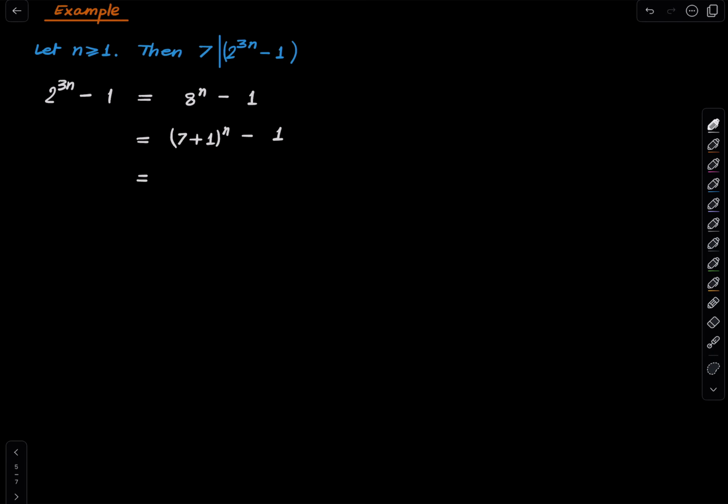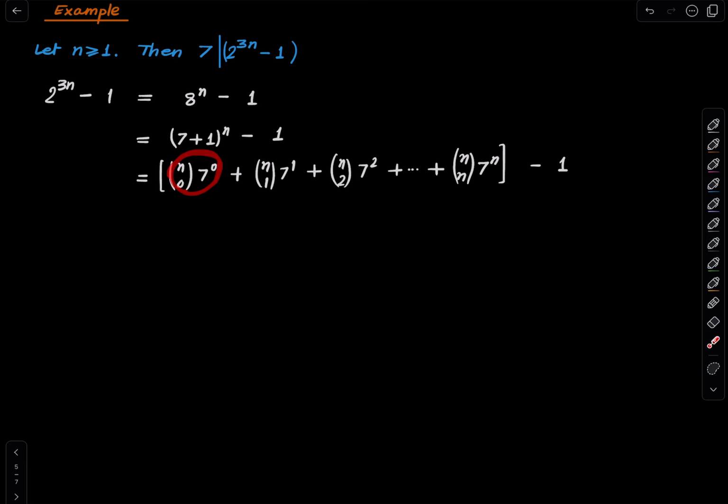So (7 plus 1) to the power n, we will use the binomial theorem. n choose 0, 7 to the power 0, times 1 to the power something, but I won't write the 1 to the power something because 1 to the power anything is 1. n choose 1, 7 to the power 1. n choose 2, 7 to the power 2, plus up to n choose n, 7 to the power n. And that thing is lessened by 1. Now, what is this guy? This is 1, that is 1. So that cancels out with that.